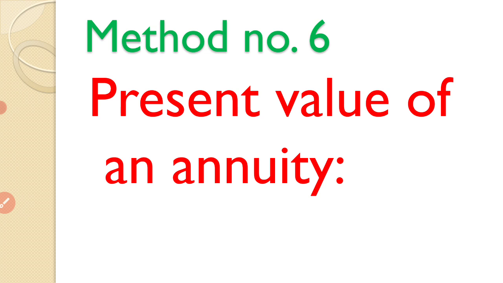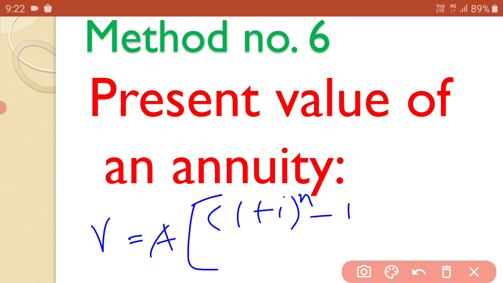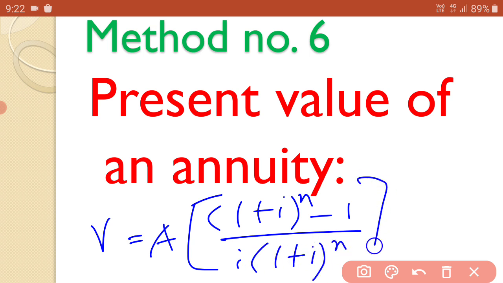For example, I is the rate of interest and n is the number of years, and here V is the required present value. So we use this formula in this type of question. V is equal to A into bracket 1 plus I raised to n minus 1 upon I into bracket 1 plus I raised to n. Now write the formula.